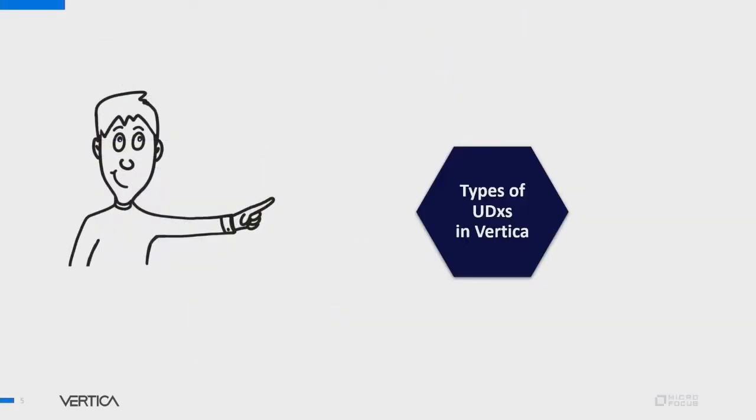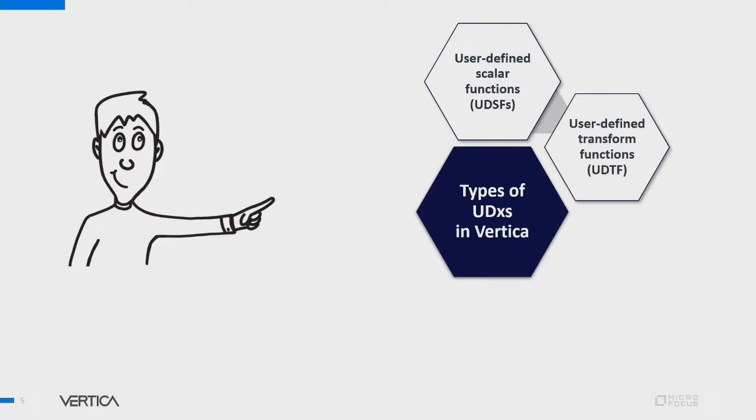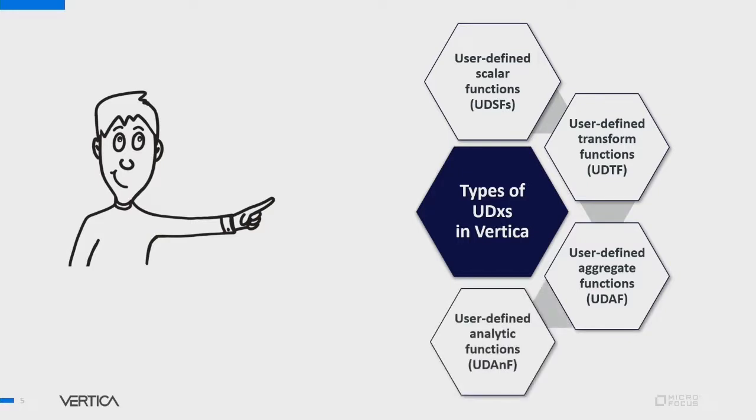So there are basically five types of UDXs in Vertica. We'll list them and then we'll quickly go through each of them to tell you the characteristics of each. We have user-defined scalar functions, user-defined transform functions, user-defined aggregate functions, and user-defined analytic functions, and the last category is user-defined load.